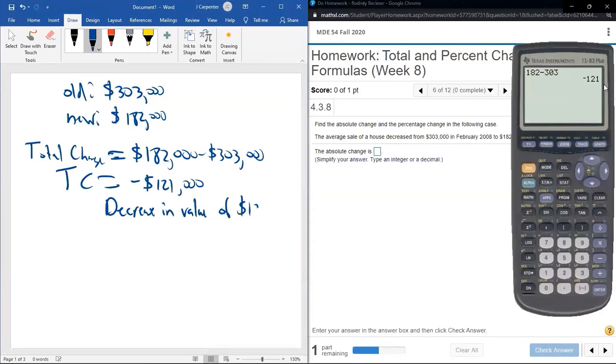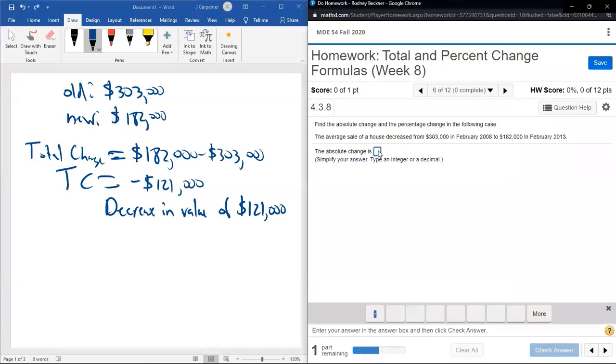of $121,000. Now remember, when you use the word decrease, you do not put a negative there. The decrease implies that that action is negative. So it just depends on how they're phrasing things. So since they say the absolute change is, they do want the negative. They're not asking us to write out the decrease is this or the increase is that.